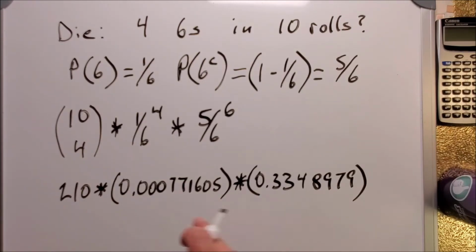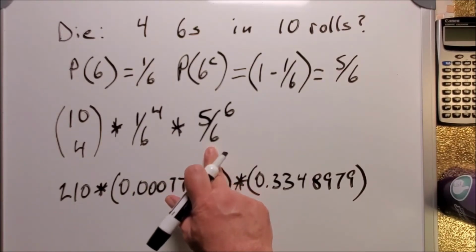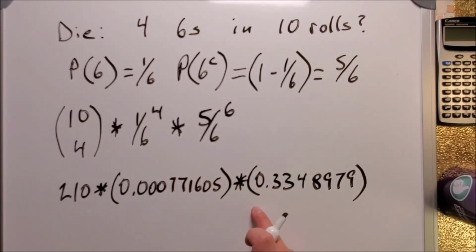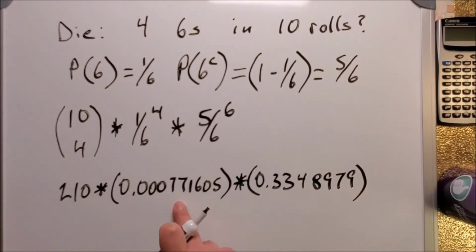By the way, a word to the wise. Here's a good technique. When you end a sequence like this with something difficult for us to do, or for the calculator to do, with a lot of decimals, like 5/6, you've got 0.3348979 sitting in the display of your calculator. So don't clear it. Just immediately hit multiply, and you can multiply it by this.